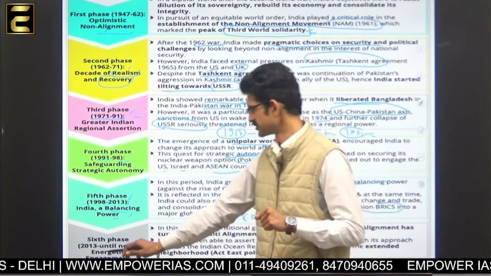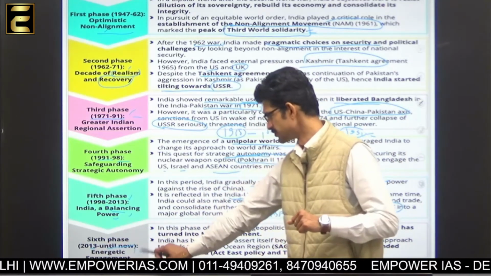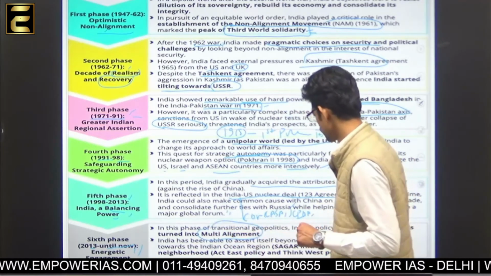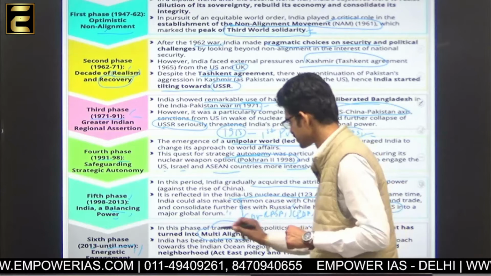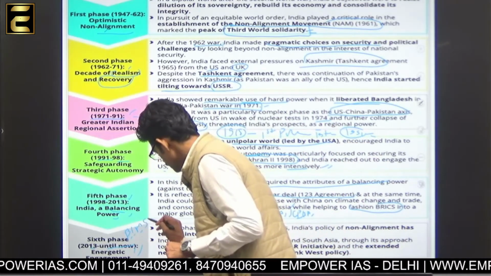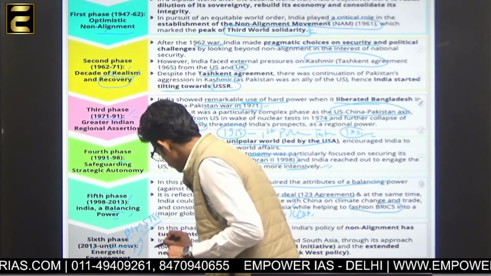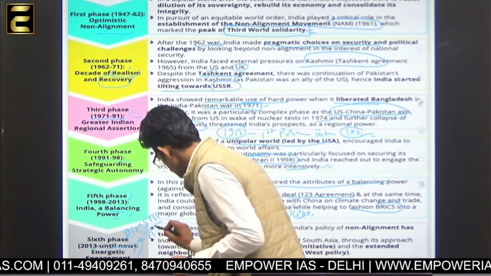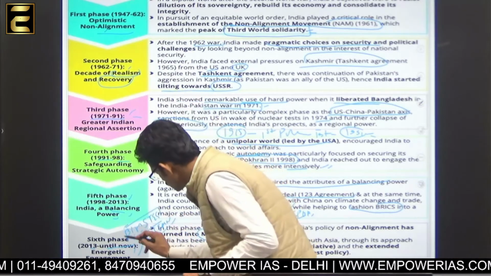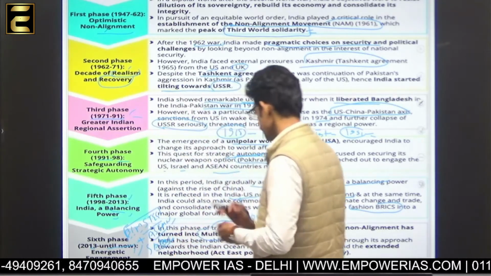Then in the sixth phase, that is 2013 onward, energetic engagement with the multi-alignment model, in which India got aligned with BIMSTEC. Remember this part: Bay of Bengal Initiative for Multi-Sectoral Technical and Economic Cooperation, BIMSTEC. Then India also got engaged in ASEAN. Then India also got engaged with SAARC, South Asian Association for Regional Cooperation.